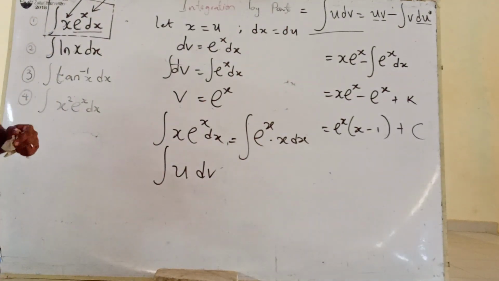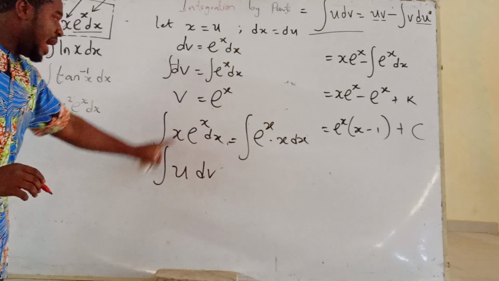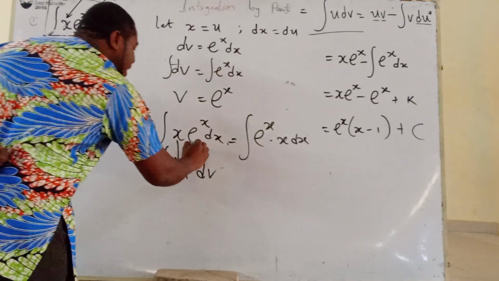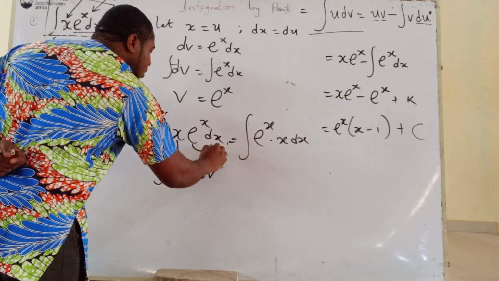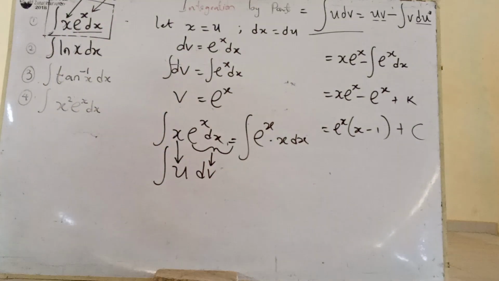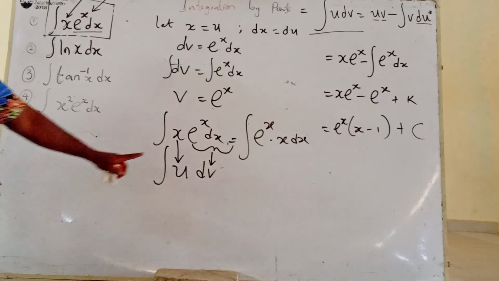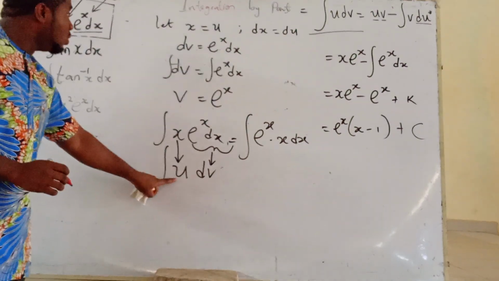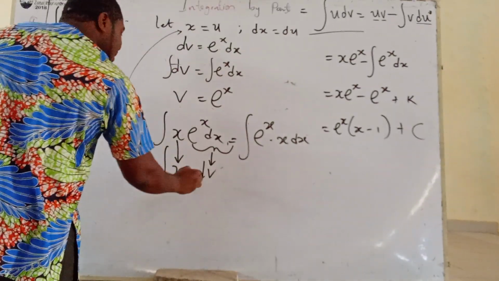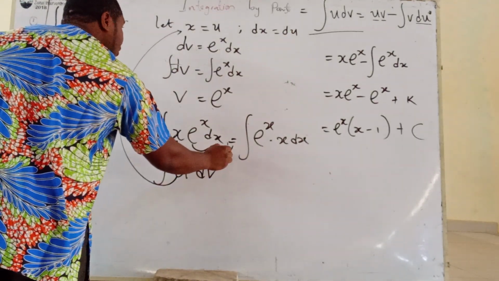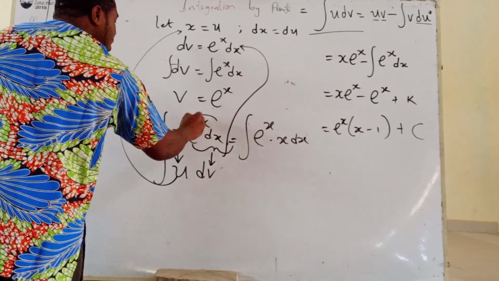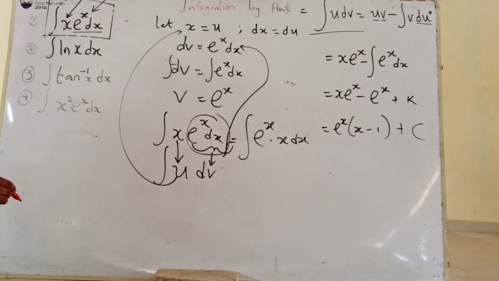Now, you are supposed to compare, so that means I'm taking x to be u, and I'm taking the whole of this to be my dv. Do you understand? That is what we have done. So we took u to be x over here, and then similarly, we took the whole of this to be our dv.